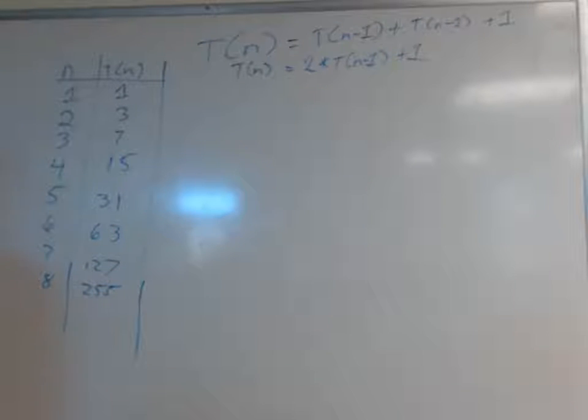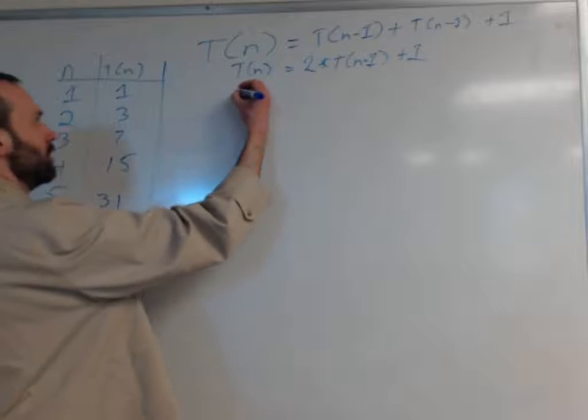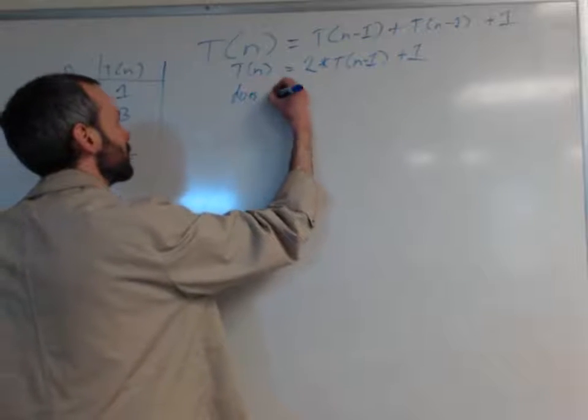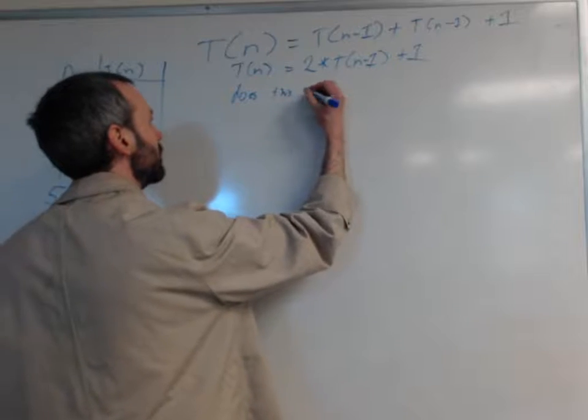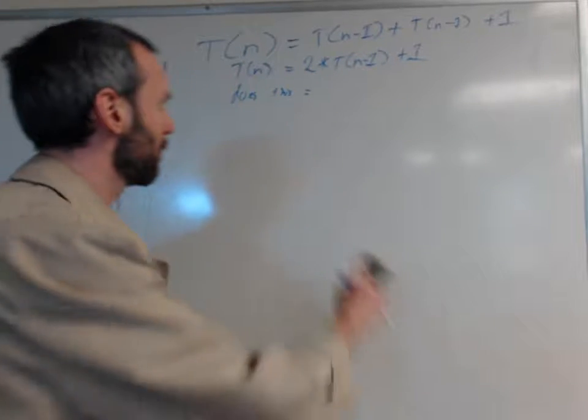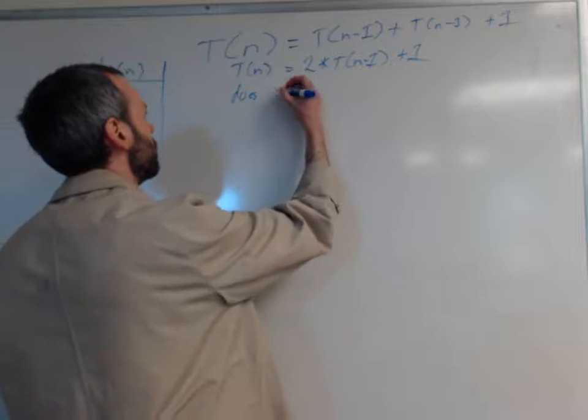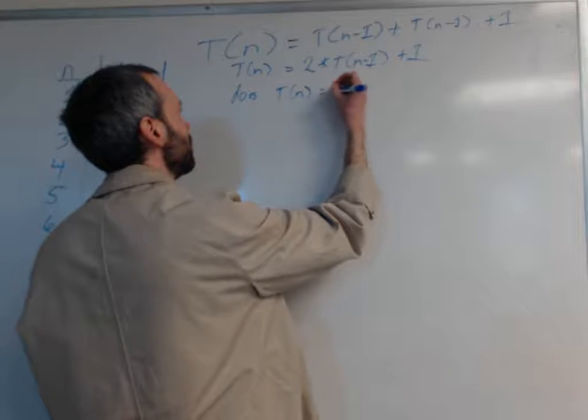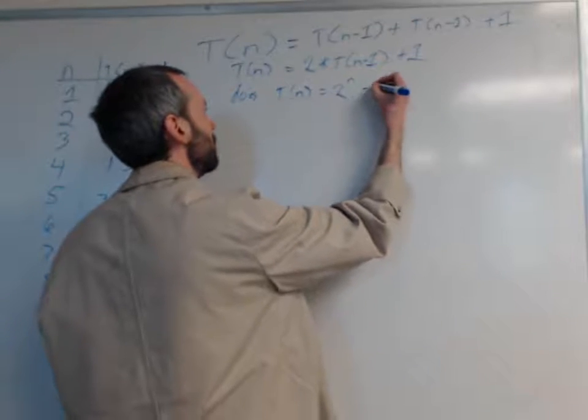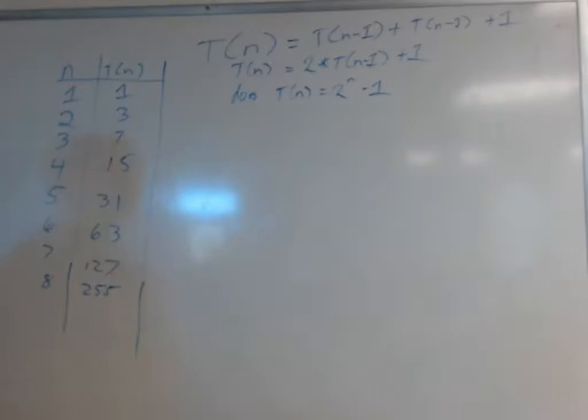Anyone see what the pattern here is? Is that 2 to the power of n minus 1? There we go. Yes. Did y'all see that? So the question is, or actually, let me write this. T of n equals 2 to the n minus 1.